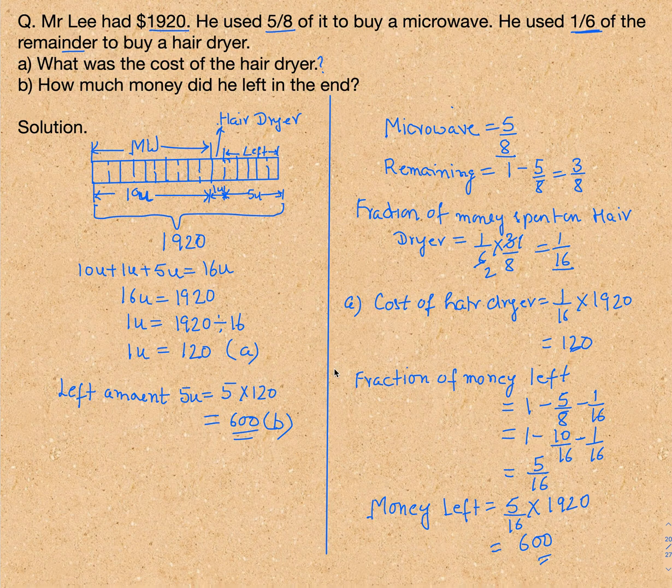Okay, so yeah, there are two ways to do it. It's up to you which one you like. Personally, I prefer the model method because it's a lot simpler. If you can draw the model correctly, the answers are very much visible on the model itself, right?